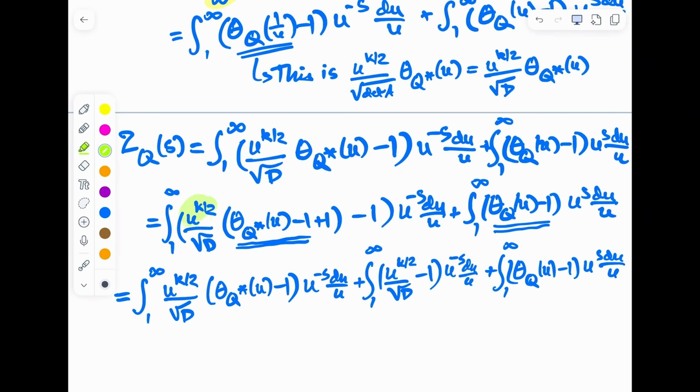We have a factor I'm multiplying by the 1, and then I have just this old minus 1. So that minus 1, and they're both being multiplied by u to the minus s. So there's the minus 1, and there's the u to the k halves over root d times 1. Anybody agree? Looks good. All right.